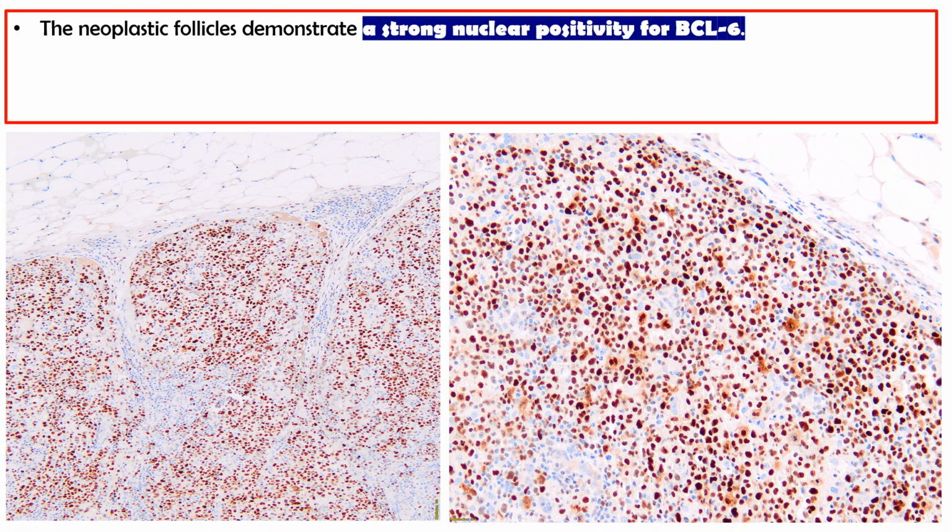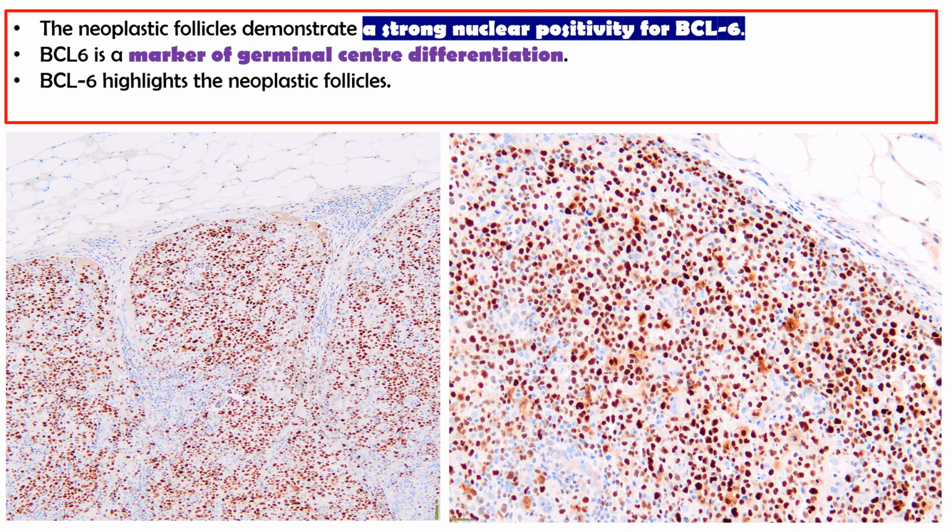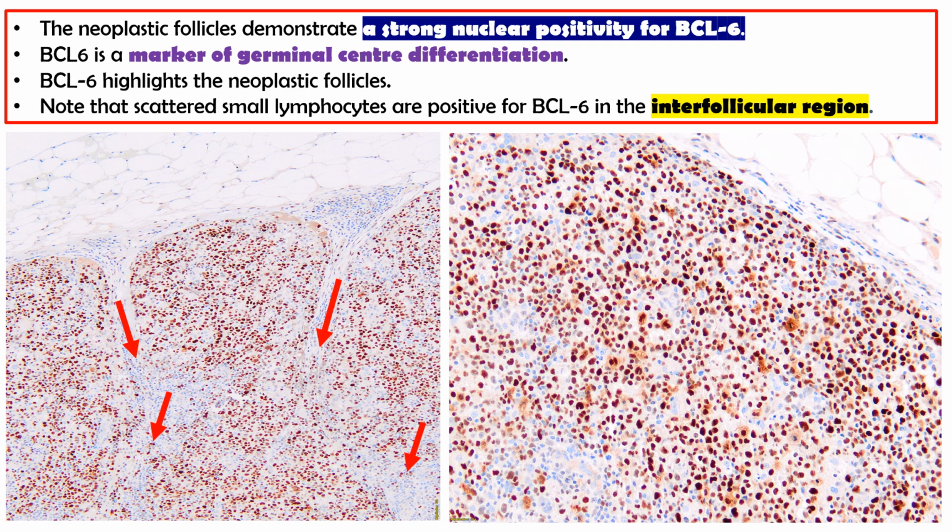The neoplastic follicles demonstrate a strong nuclear positivity for BCL6. BCL6 is a marker of germinal center differentiation. BCL6 highlights the neoplastic follicles. Note that scattered small lymphocytes are positive for BCL6 in the interfollicular region.